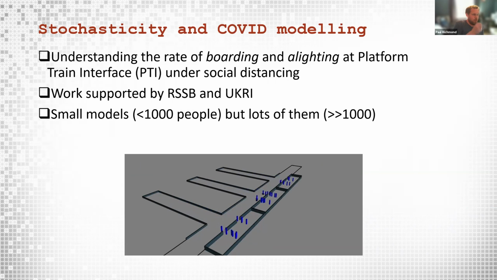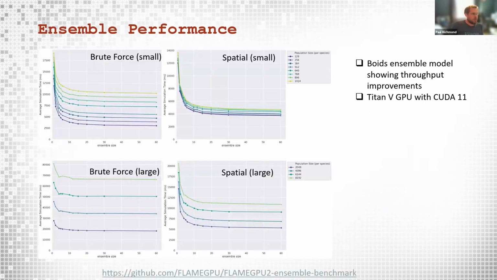But with small models of less than 1,000 people, we do know that we need to parameterize those to find conditions which are favorable, and also to make sure we run enough simulations of the same thing on the different seeds to prove that they're statistically significant. So we typically have many more than 1,000 simulations to run at once. So we've benchmarked that, and the thing that we call that in Flame GPU is an ensemble.